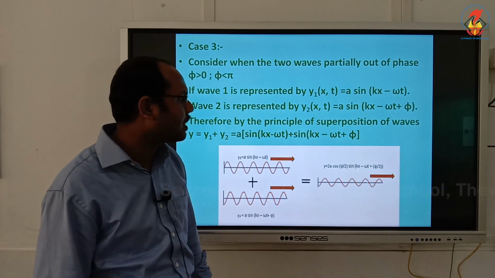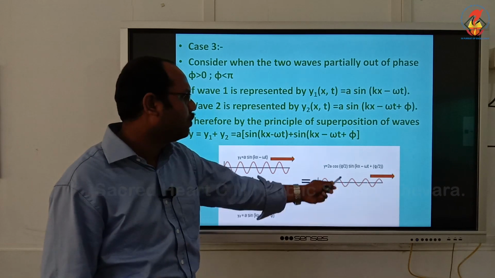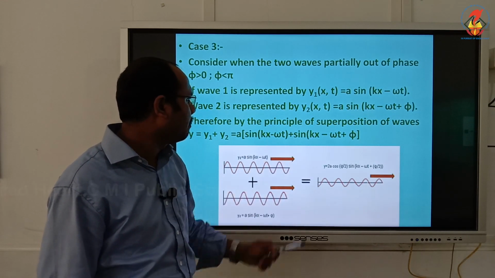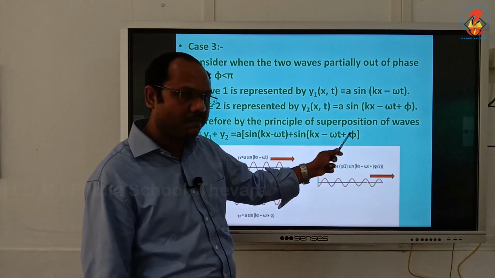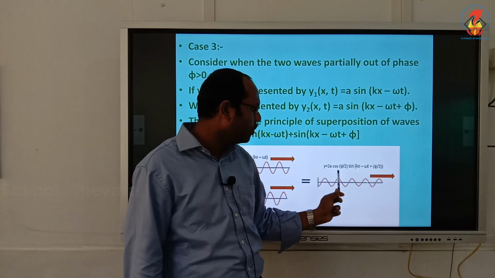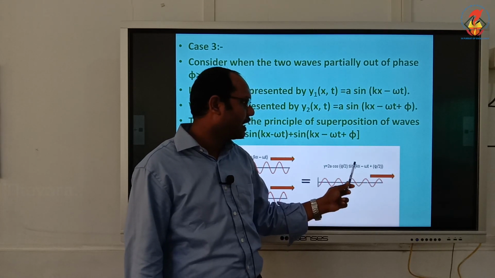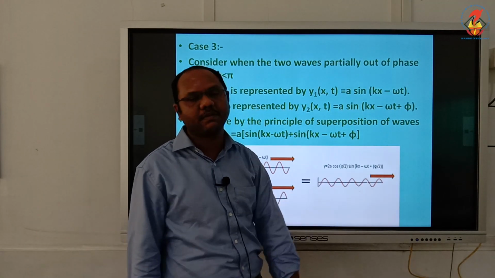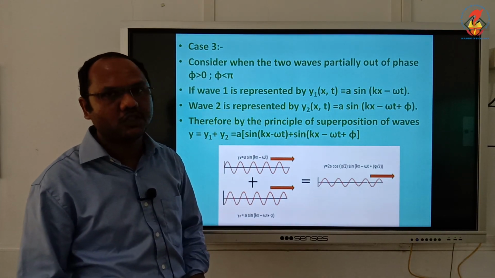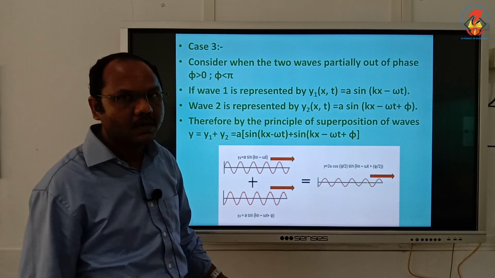When two waves have different amplitude, you will get the answer like this: a sin(kx minus omega t) plus sin(kx minus omega t plus phi). When you do that, you will get y equal to 2a cos(phi/2) sin(kx minus omega t plus phi/2). This is what is happening during superposition of the waves.